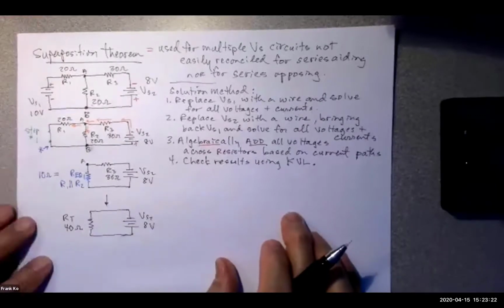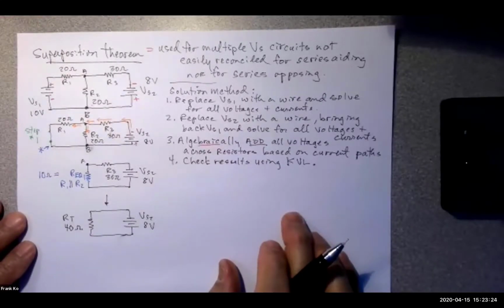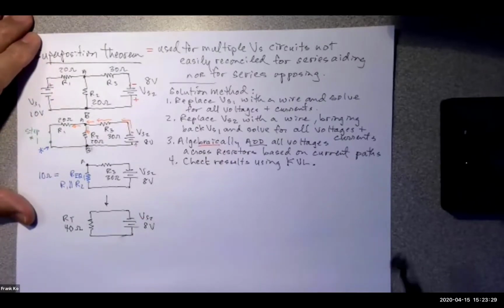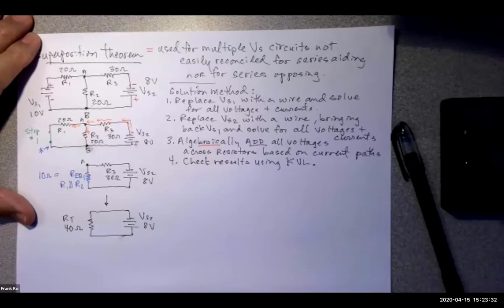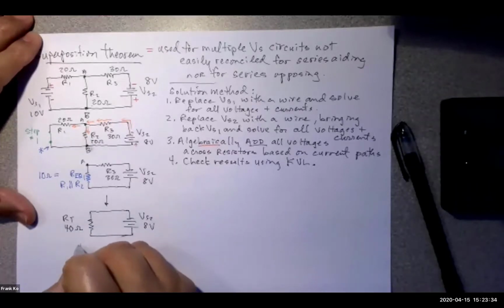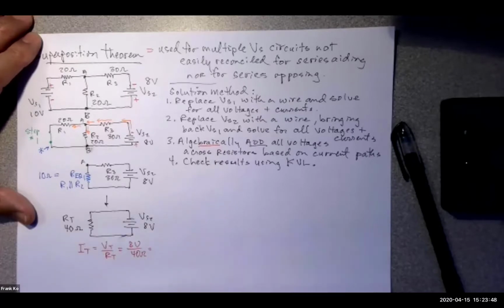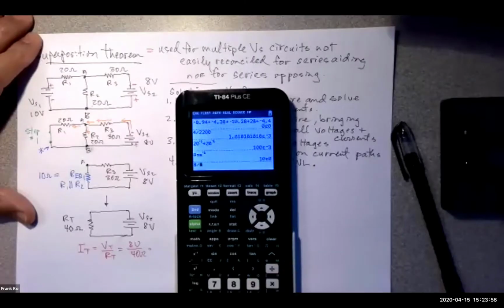So that you can do with mama's calculator between your ears. All right, so we need total current. Do I have enough information to determine total current? My IT, according to Ohm's law, is going to be equal to V total over R total. Is that going to be 8 volts over 40 ohms? So what does this work out to be? 0.2. 8 divided by 40.